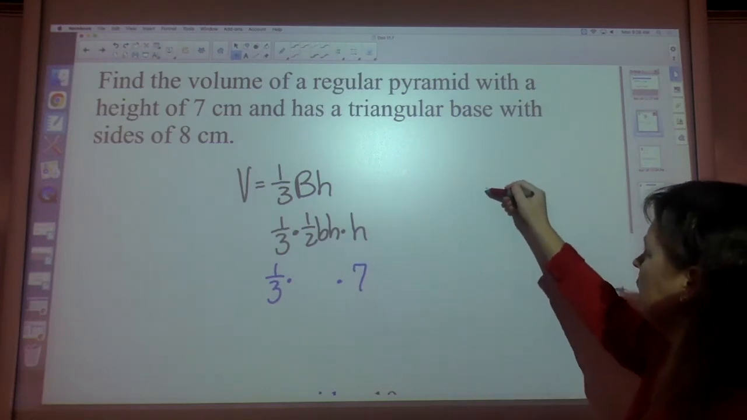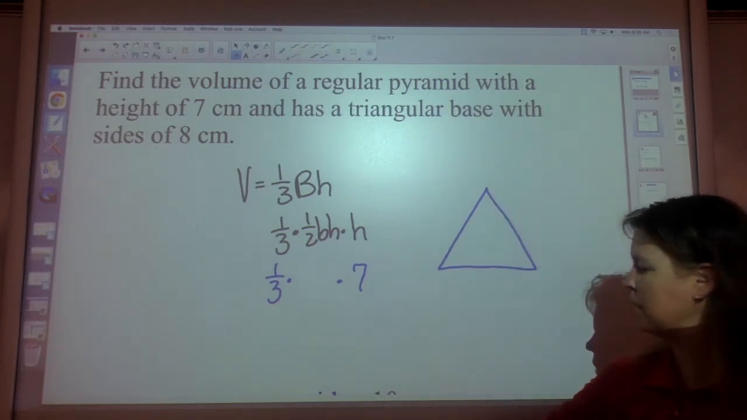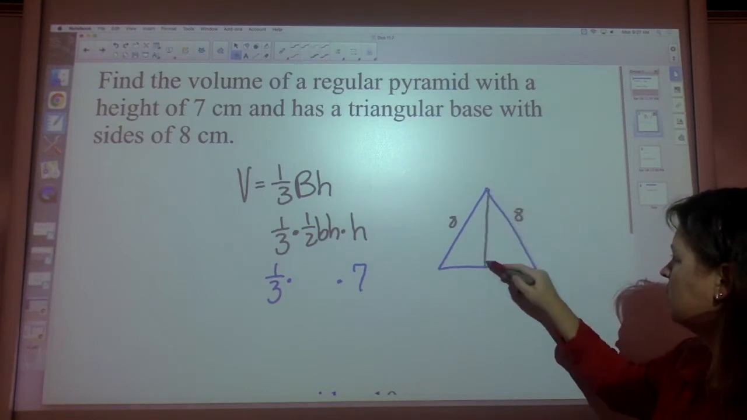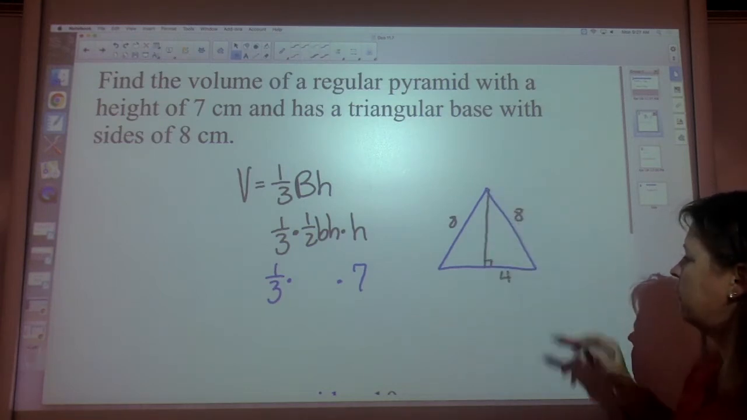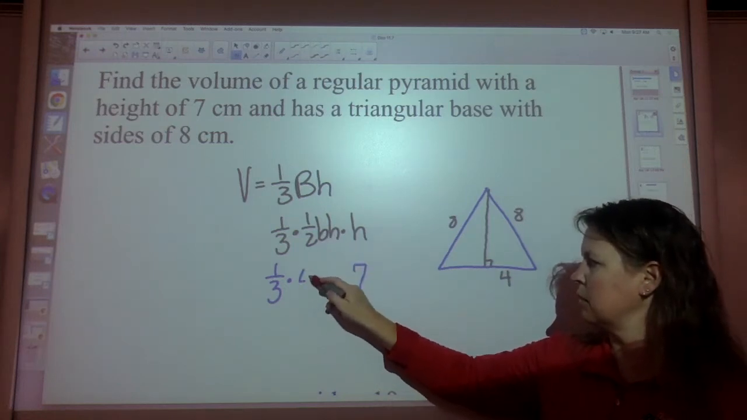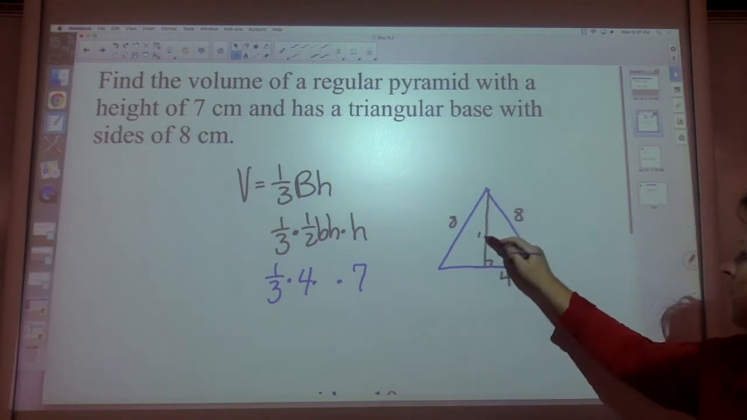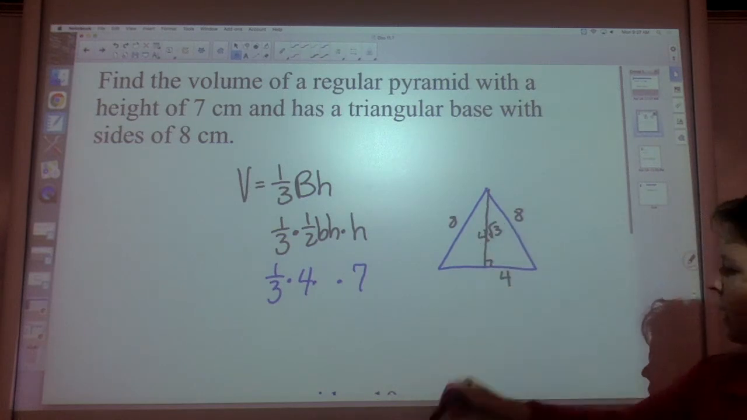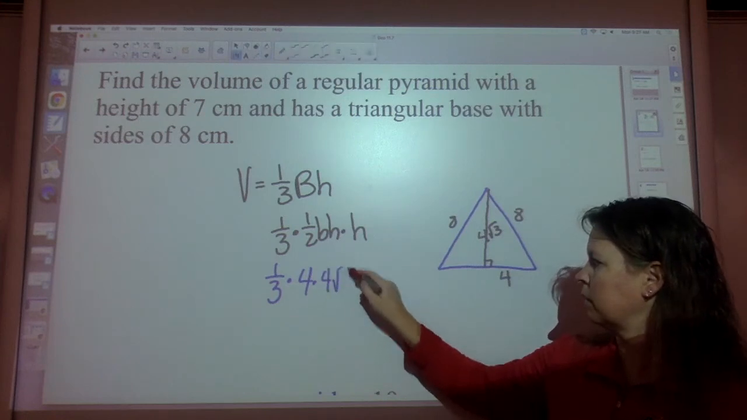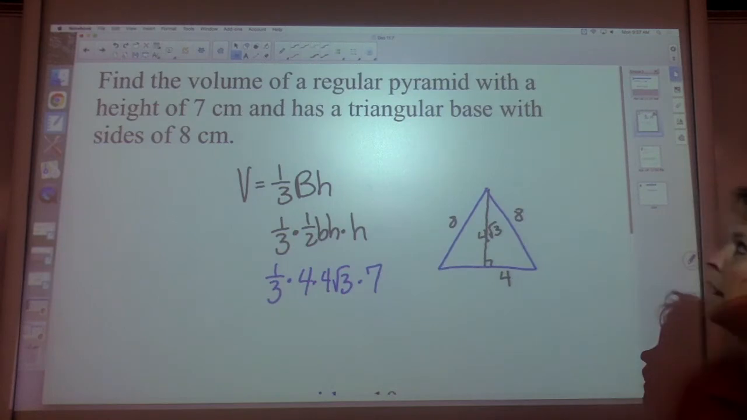So all you really need to draw is the equilateral triangle. Work with its base. You know that the sides are 8, 8, and 8. So if we cut it in half, it would be 4. Half the base is 4. What is the height? We've been working on this, 30, 60, 90. The height is 4 square root of 3. This height, again, is the height of the triangle.